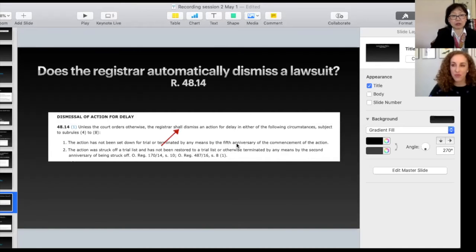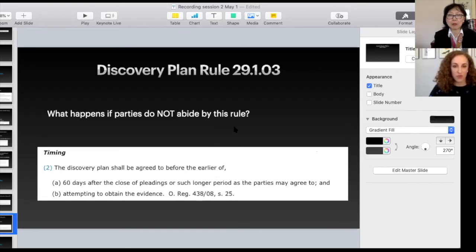Now, another question, which is the final question. I know that sometimes in the rules it says that the parties are supposed to do certain things at certain times. One of the examples is the discovery plan. Rule 29.1.03, sub 2 says that parties shall agree to a discovery plan before 60 days after the close of pleadings. So I'm reading this rule and I'm thinking, oh, the parties must agree to have a discovery plan in place. But so what? Let's suppose the other side drags their feet and never talks to you. They never call you. They never do anything to continue the lawsuit. What happens? Are there any adverse consequences?